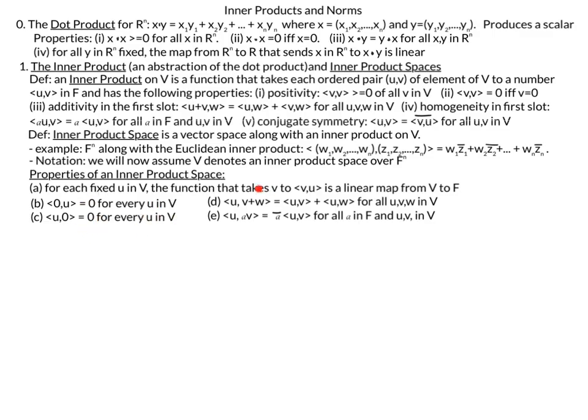The next one is this additivity: the inner product of u with v plus w equals the inner product of u with v plus the inner product of u with w. And finally, this homogeneity: the inner product of u with the scalar a times v is equal to the complex conjugate of the scalar a times the inner product of u with v. So it's not exactly homogeneity, but close.